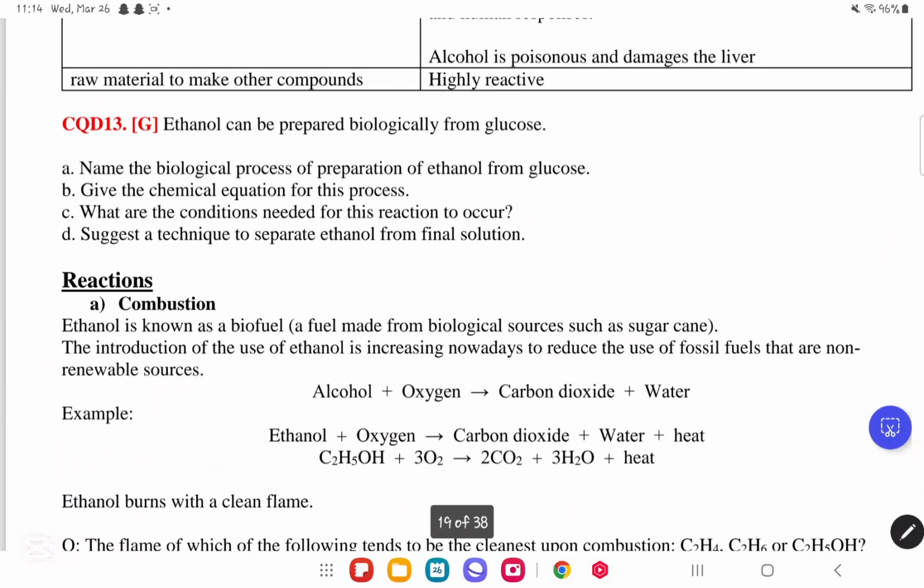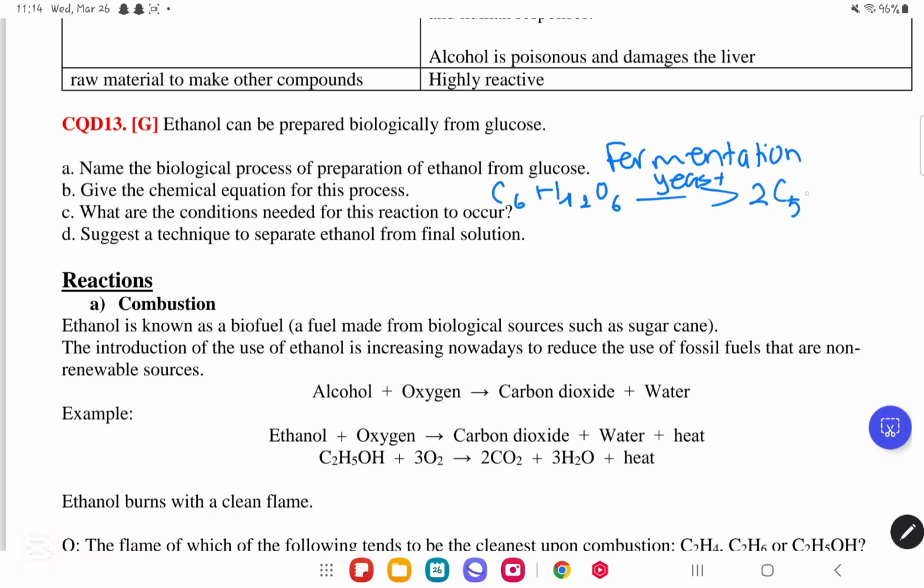We will move down to CQD number 13 grid. Ethanol can be prepared biologically from glucose. Part A. Name the biological process of preparation of ethanol from glucose. This is called fermentation, or more specifically, alcoholic fermentation. Give the chemical equation for this process. It is glucose, C6H12O6, in the presence of yeast with no oxygen. It will form 2 ethanol, so 2C2H5OH plus 2CO2.